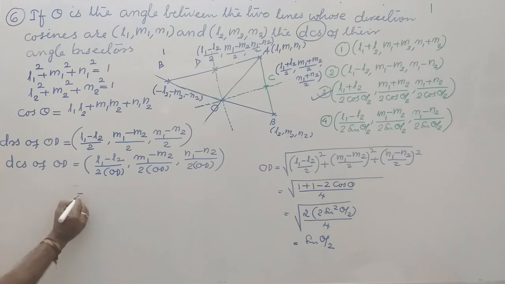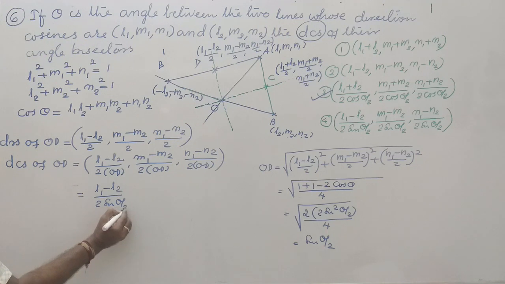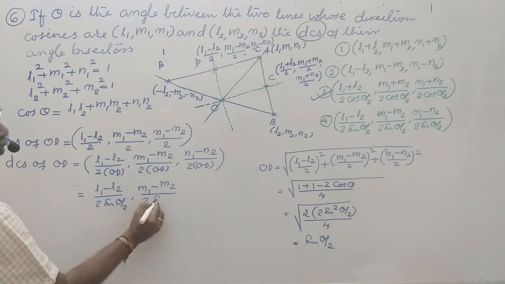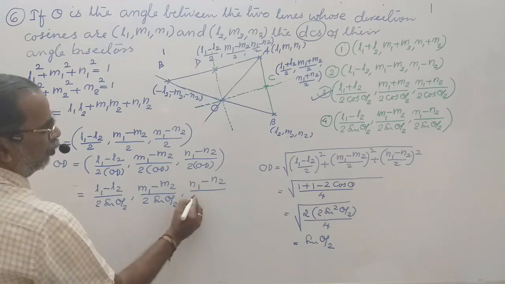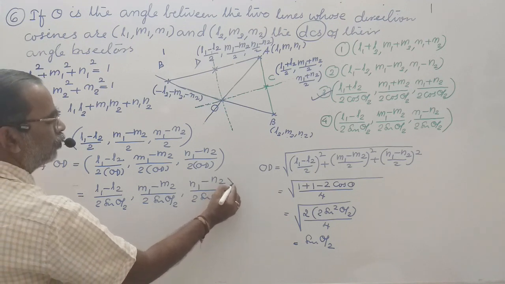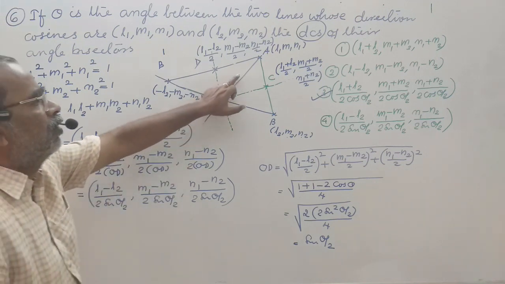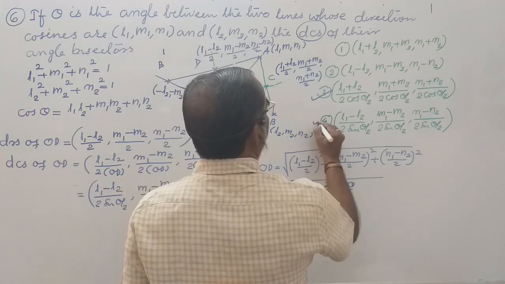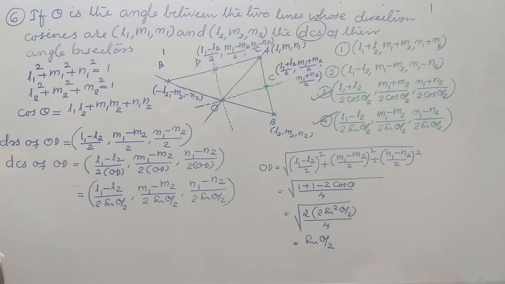So therefore the DCs of another angle bisector are L1 minus L2 by 2 into OD. OD is sin theta by 2. And M1 minus M2 divided by 2 into OD is again sin theta by 2. N1 minus N2 divided by 2 into OD is sin theta by 2. So these are the direction cosines of second angle bisector. For every two lines there will be two angle bisectors. So this is there in the options, fourth option. Therefore answer is third option and fourth option.